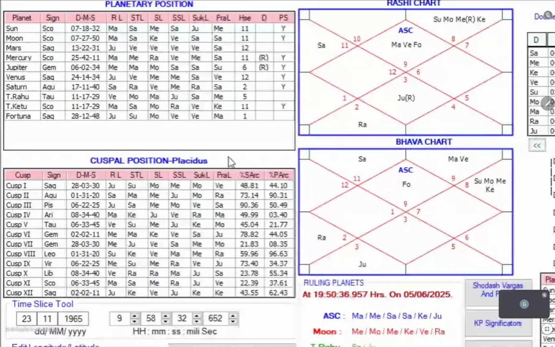The next rule which is important is satisfying the 1-7-10 rule. This is very, very important, and unless you satisfy the 1-7-10 rule, your calculated time will not be the correct time. So you need to satisfy the rule of 1, 7 and 10, which is very, very important.